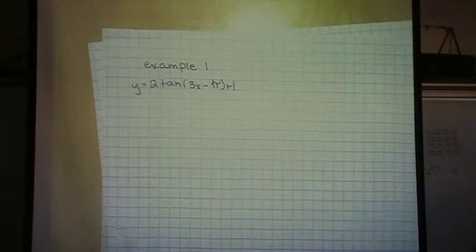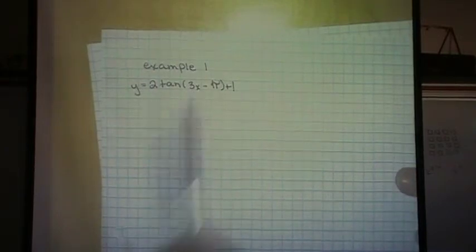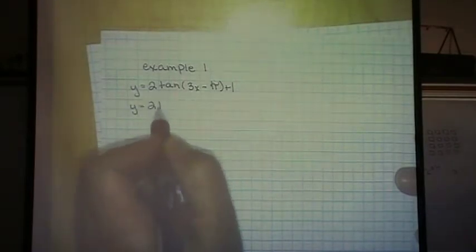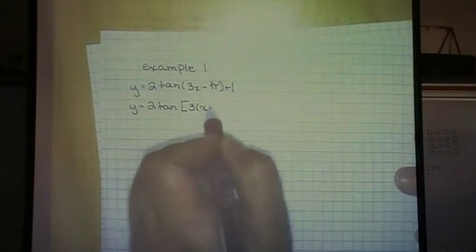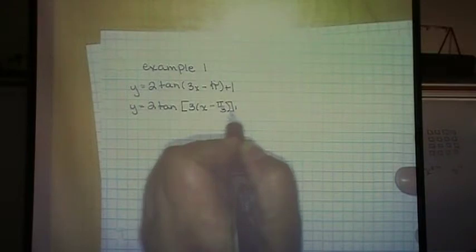Now the first thing is, just like with sine and cosine in all of our transformations, we have to factor out that 3. So if I factor that out, I get y equals 2 tan 3 times x minus pi over 3, plus 1.